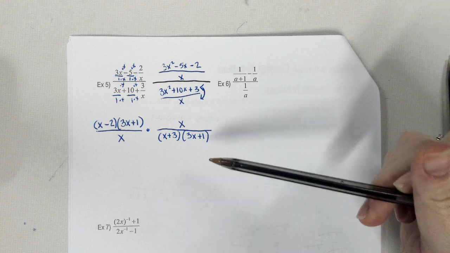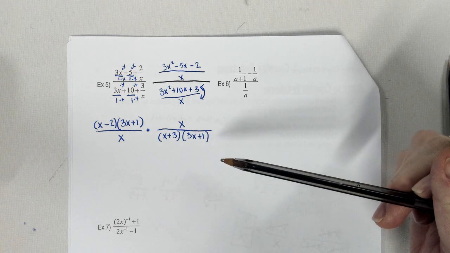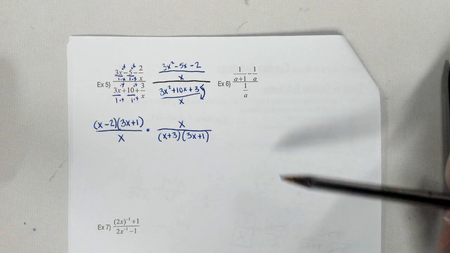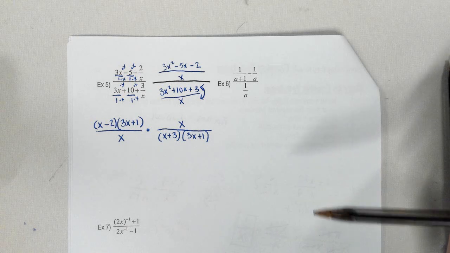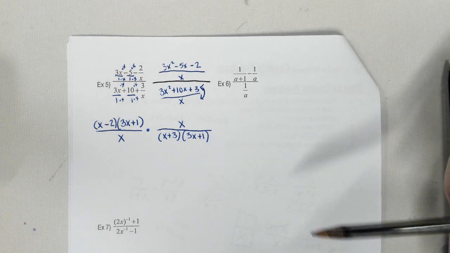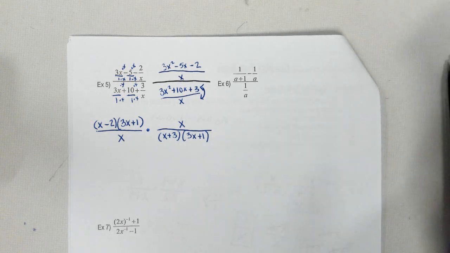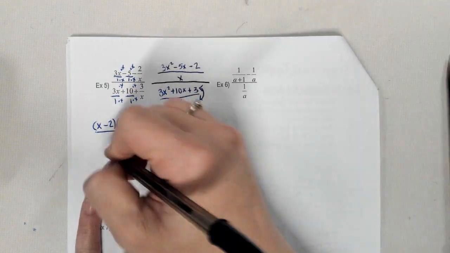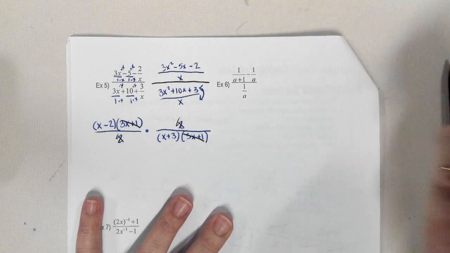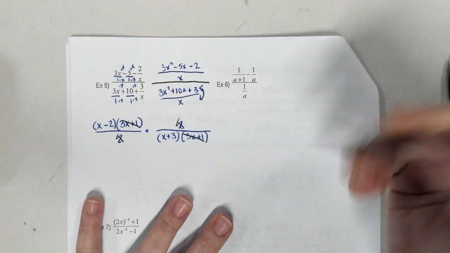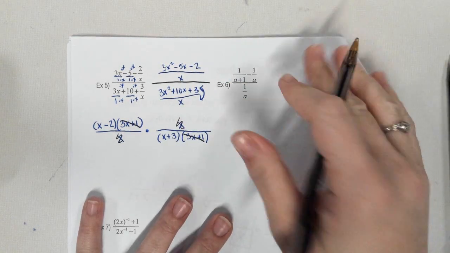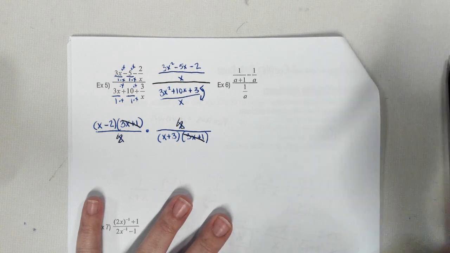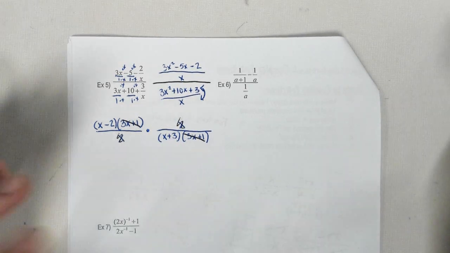Any questions so far? You good? Okay. So what can I cancel? The 3x plus 1. What else? The x. I always use a squiggle to cancel x's because if you're like me and you draw a dash, it just still looks like an x. So make sure when you cross those out it's obvious. So what's my answer?